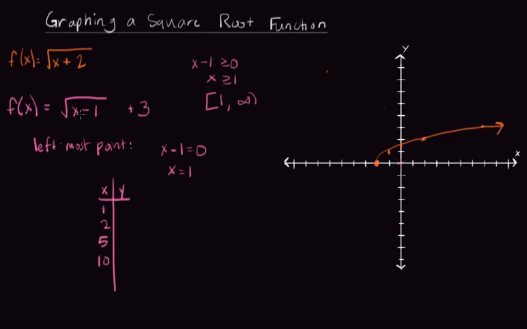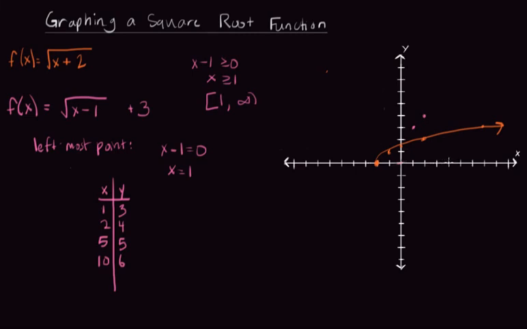So 1 minus 1 is 0. That's what it should be. The square root of 0 is 0. Plus 3 is 3. 2 minus 1 is 1. The square root of 1 is 1. Plus 3 is 4. 5 minus 1 is 4. The square root of 4 is 2. Plus 3 is 5. 10 minus 1 is 9. The square root of 9 is 3. Plus 3 is 6. So 1 is 3, and this is our leftmost point. 2 is 4.